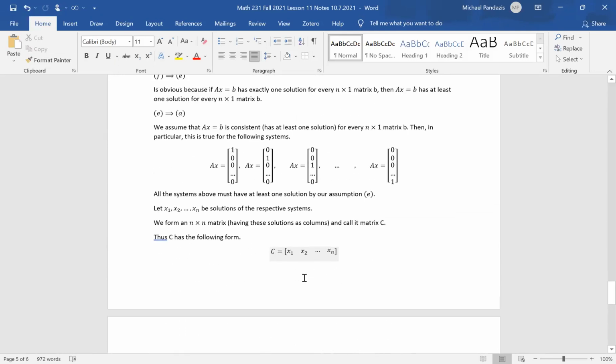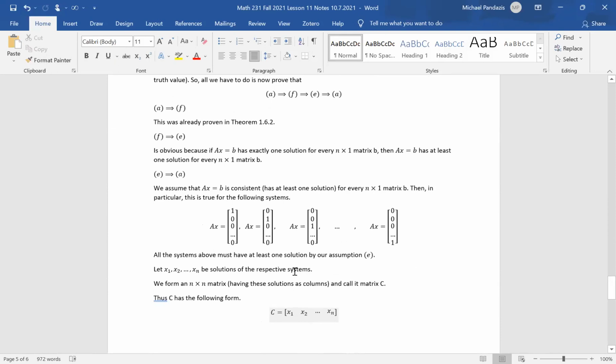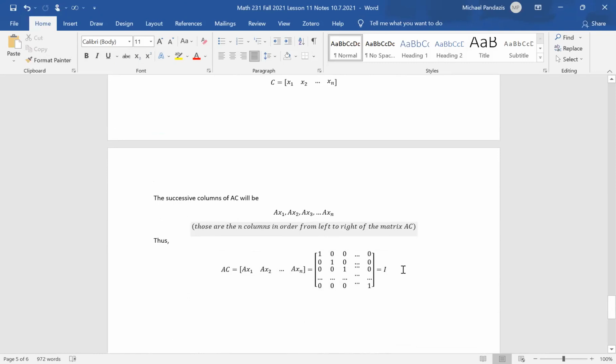So what did we just show? We showed that A is invertible. We showed that we can multiply a matrix on the right by A and get the identity. So thus, A is invertible.